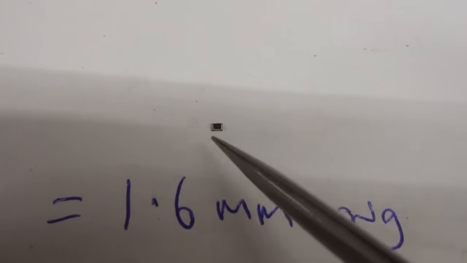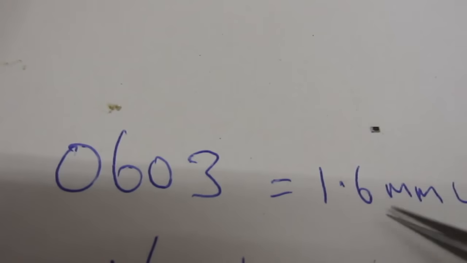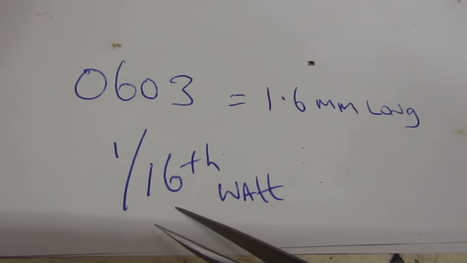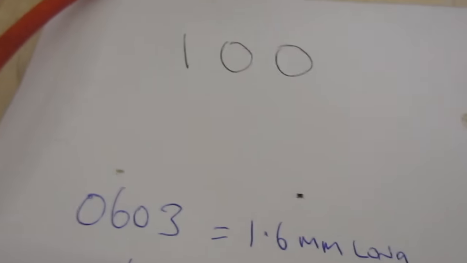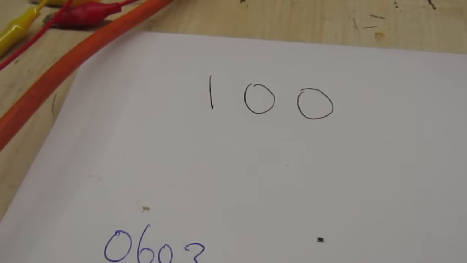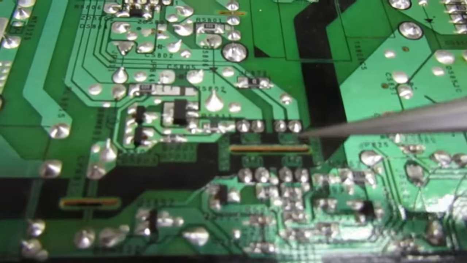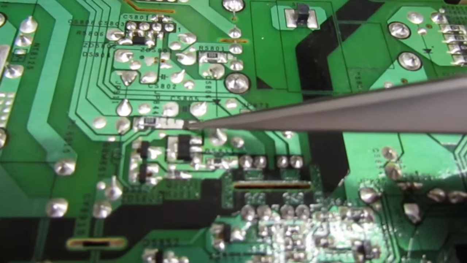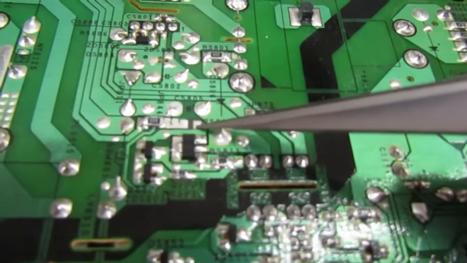Right, so that's the faulty resistor there. It's 1.6 mil long. So that would put it in an 0603 case, which is actually only 1/16th of a watt. Now I've had a look at the board. There's plenty of space to fit a bigger one. If we have a look, I've taken it out from there, so you see all that space there.